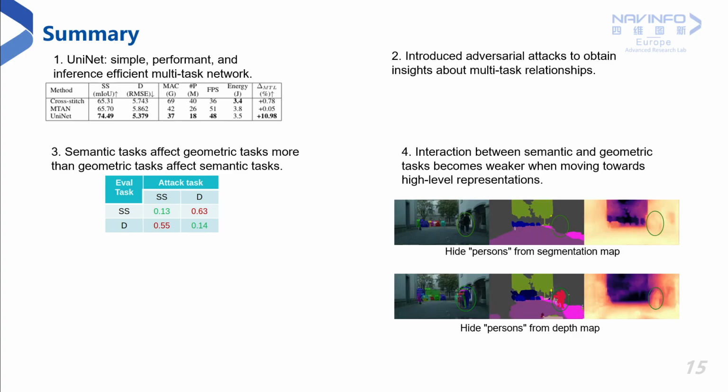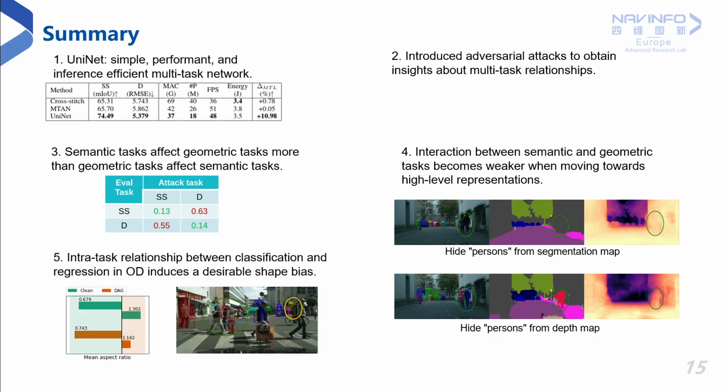We saw that the interaction between semantic and geometric tasks becomes weaker as we move towards high-level representations. Finally, we saw that the inter-task relationship between classification and regression branches in object detection induces a desirable shape bias.